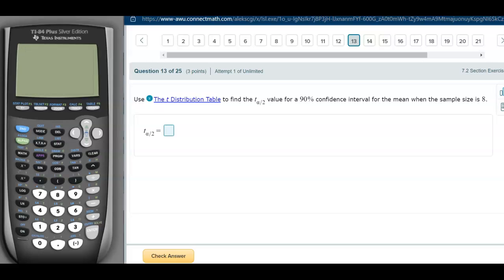Alright, so in this question we're gonna try to figure out what is T alpha over 2. T is for the T distribution table. What they're gonna give you is a confidence interval which is 90% and as well the sample size which is 8. Alright, so what you need to know.